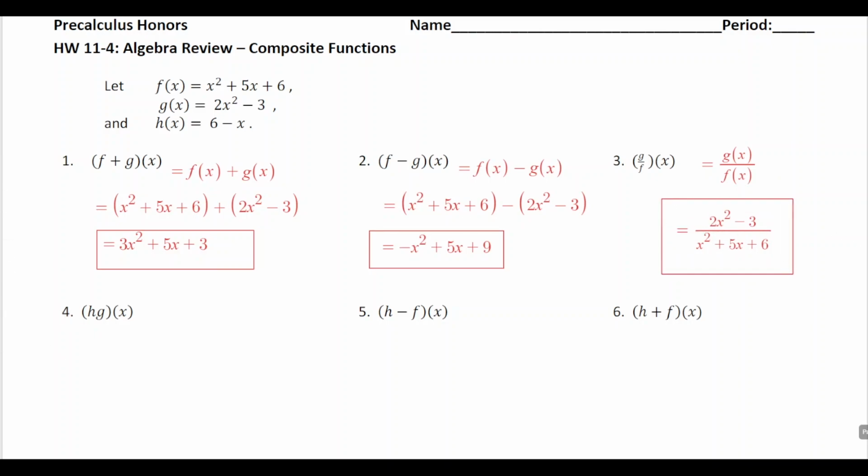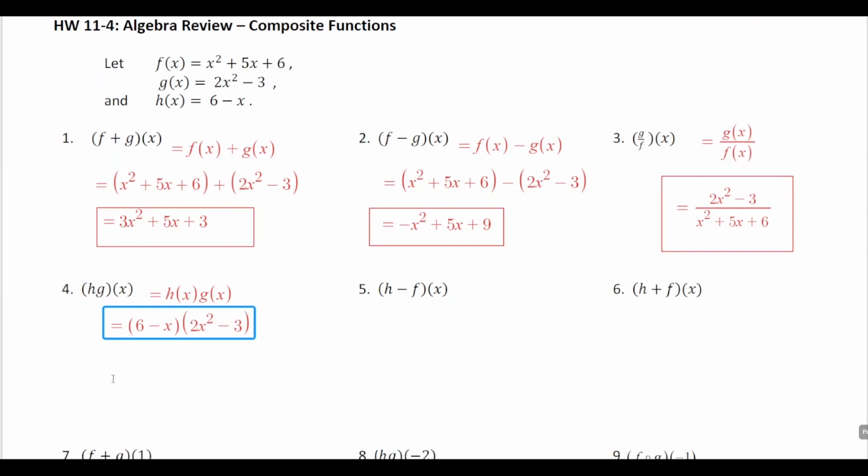For number 4, we're multiplying h times g. Just to clarify this notation here, you don't have to write this first step once you understand what the new notation means, but I think it's good at least in the beginning to get a feel for it. So we've got h times g, which is going to be 6 minus x times our g function, which is 2x squared minus 3.